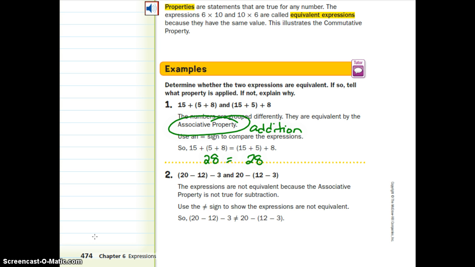This is 28 also, so 28 equals 28. Now, in the next one, it does look like the associative property, but we have a problem here. We have subtraction. So where we would say yes before, we would say no here, because the minute you switch the order or grouping, they're not going to be the same in subtraction or division. So the answer to this is no.